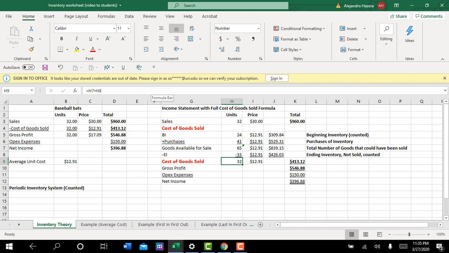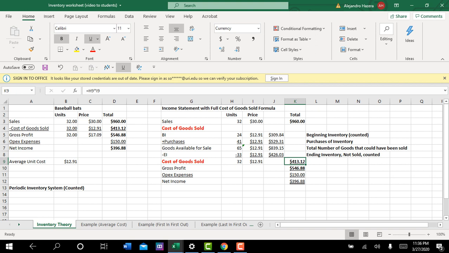But anyway, so you have cost of goods sold 32, costed at $12.91, gives you $413.12. Keep in mind where cost of goods sold comes in on the income statement. You take the $960, you take out the cost of goods sold of $413.12. That gives you your gross profit of $546.88. And by the way, like I keep saying, this is the exact same income statement.